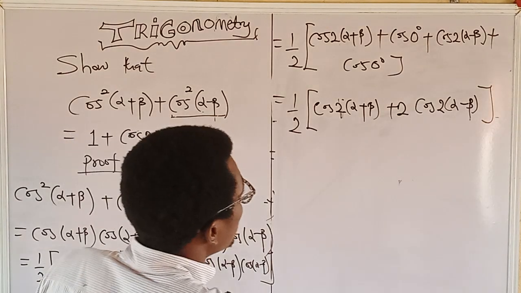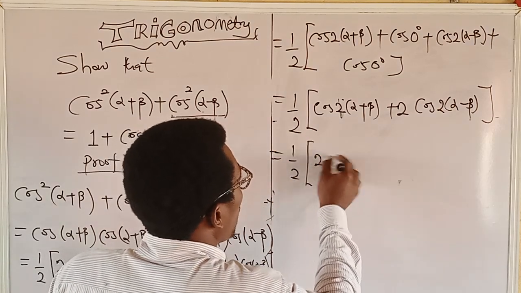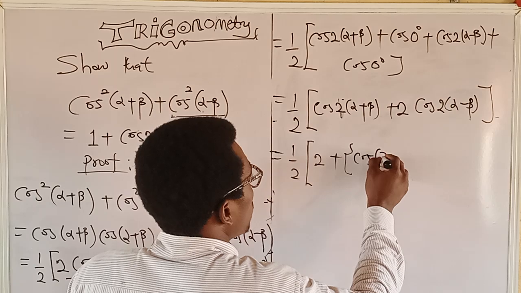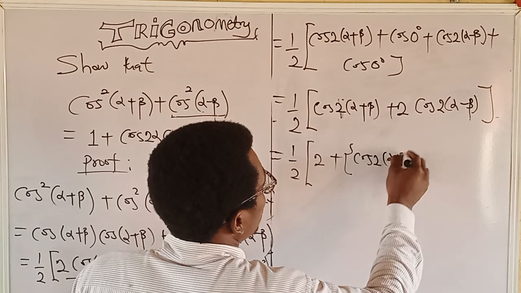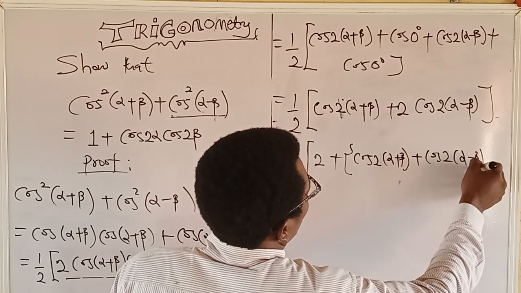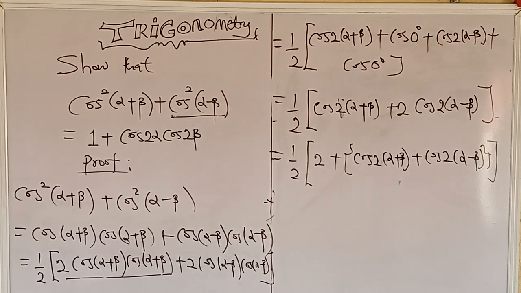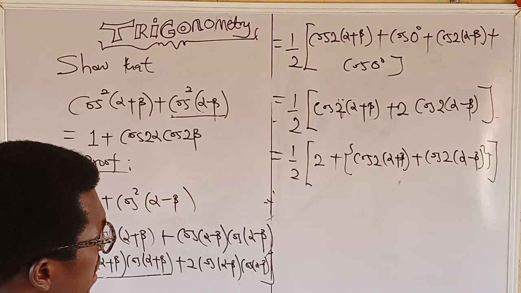So this can be written as half bracket 2 plus, we can put a curly bracket here for these two terms, all right? Cos of 2 bracket alpha plus beta plus cos of 2 bracket alpha minus beta. Can you see that? Sound interesting, right? So what seems promising here is expansion. We can simply expand, we get the same result.